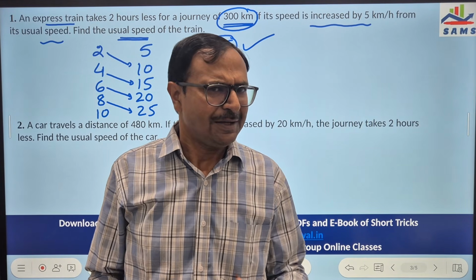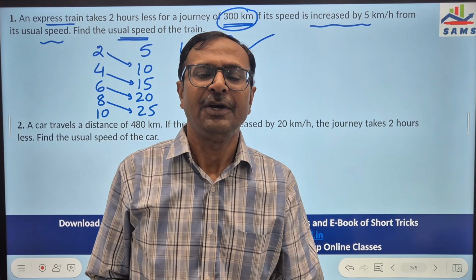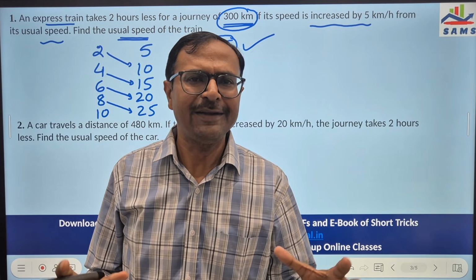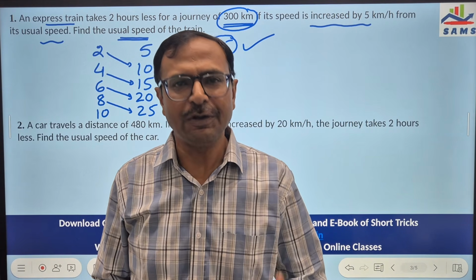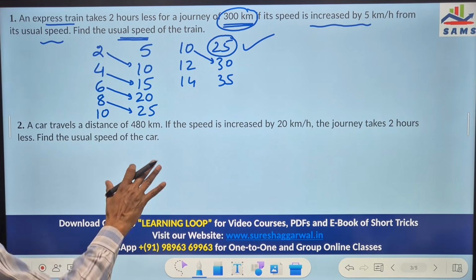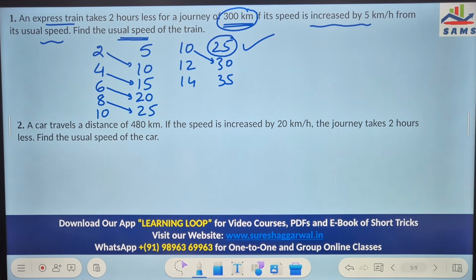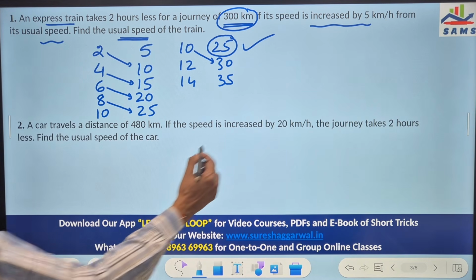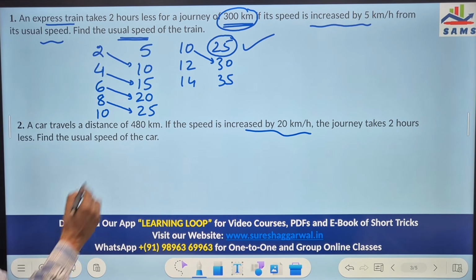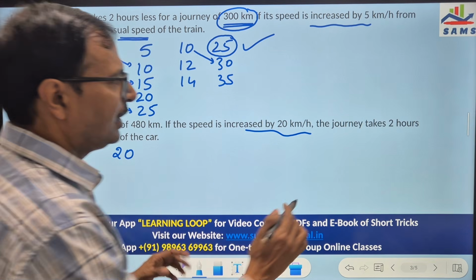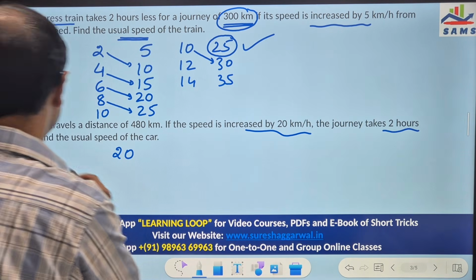So the usual speed of the train is 25 km/h. Isn't that easy? Now when we start applying it, you will realize that it is not all that difficult. Let's do one more question, you will feel more comfortable. Here, so in this question, you can see we have the speed is increased by 20, right? So we'll write a 20 here. And how much time? The journey takes 2 hours less.